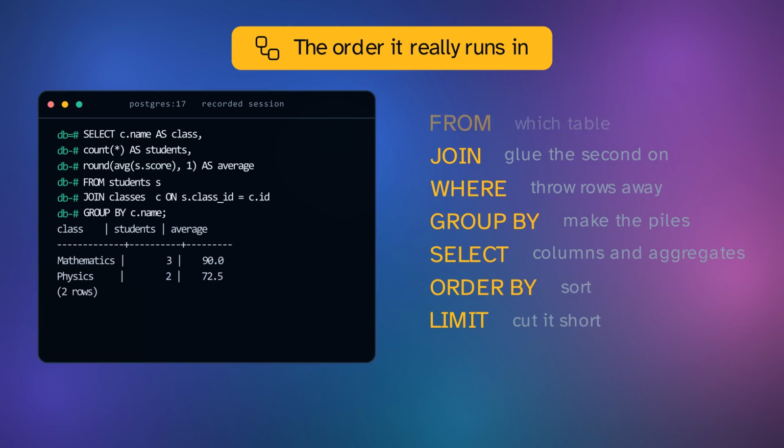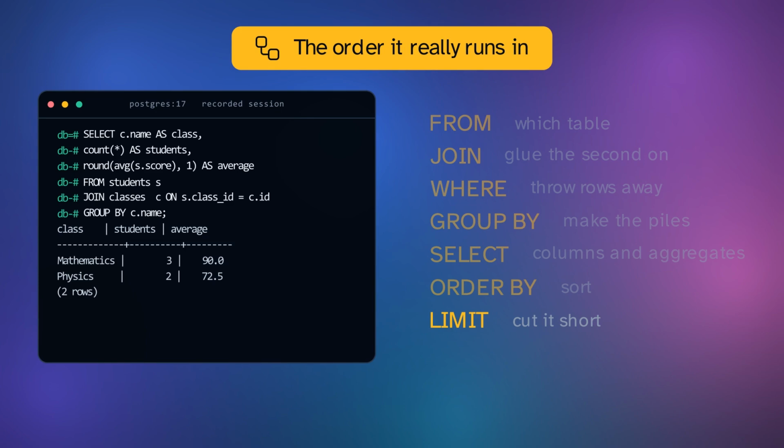Join next. Glue the second table on. Where next. Throw away the rows we do not want. Group by. After that, put whatever survived into piles. Select. Now, choose the columns and run the aggregates. Order by, sort what came out. And limit, last of all, cut the list short. Why does that matter to you today? Because it explains an error you are guaranteed to hit in your first week.